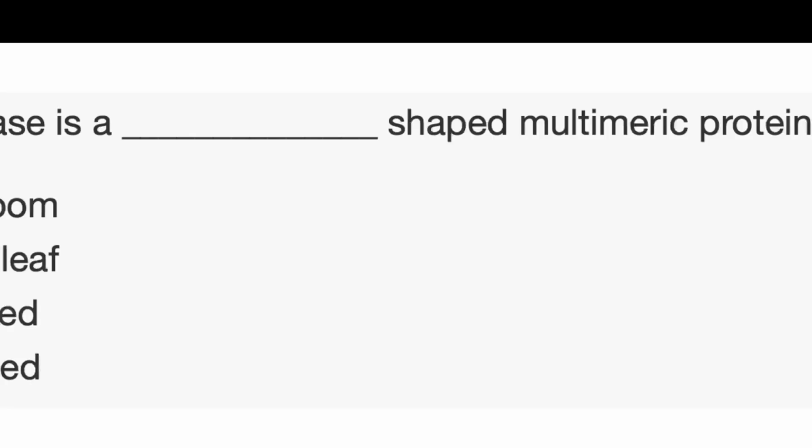Okay, I think the session has been going on for too long, and it is a time and information overdose for you as well. So let me just move on with this question and reveal the correct answer. ATP synthase is a mushroom shaped multimeric protein complex. It was an easy answer. It is a mushroom shaped protein complex.